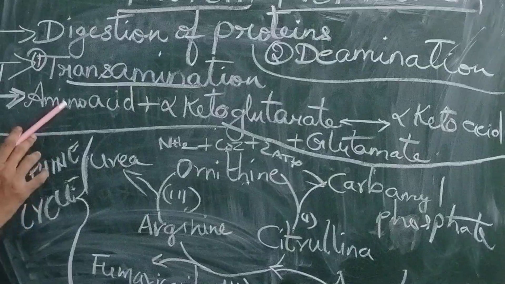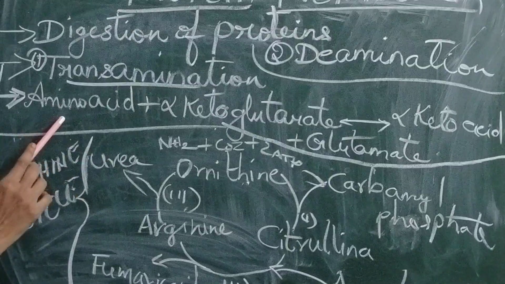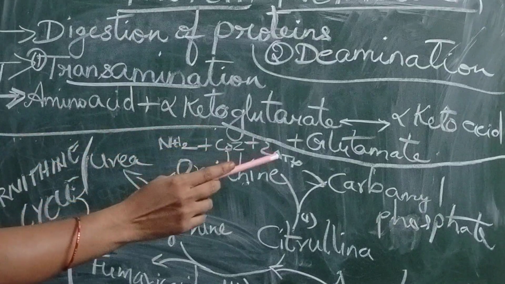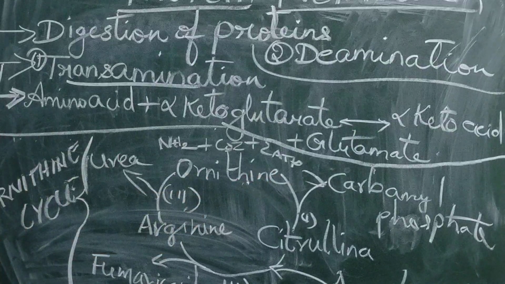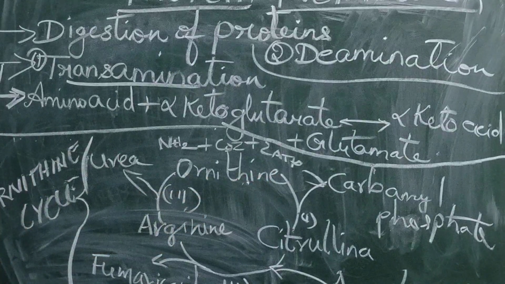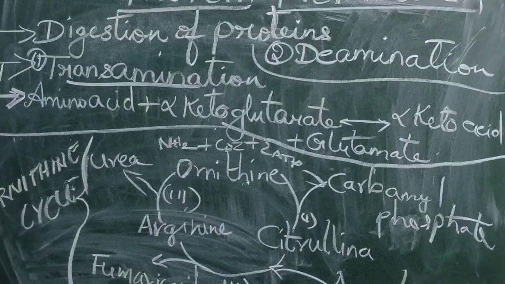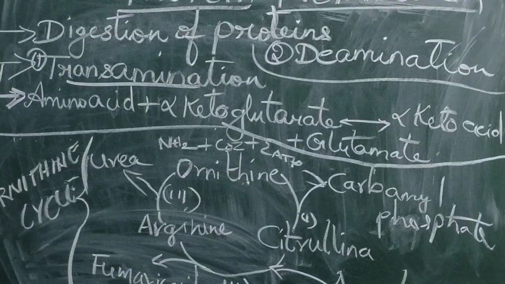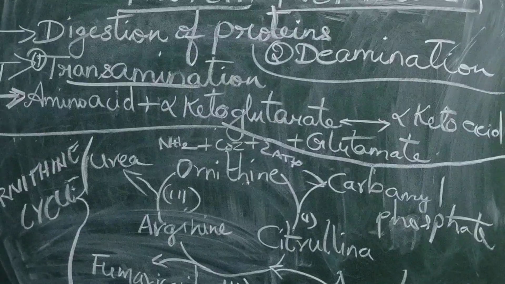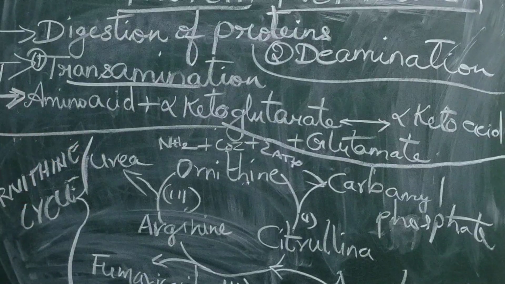Here you can see the reaction: amino acids and ketoglutarate together give keto acids and glutamate. This is the reaction in transamination. For the reaction to complete, aminotransferases are required for participation here. So this is how transamination takes place.